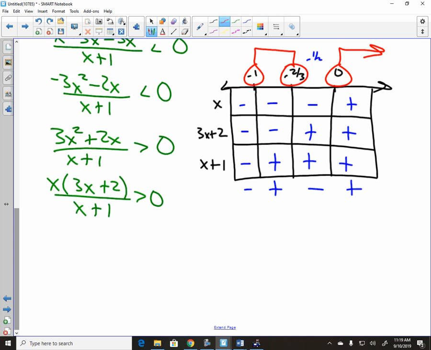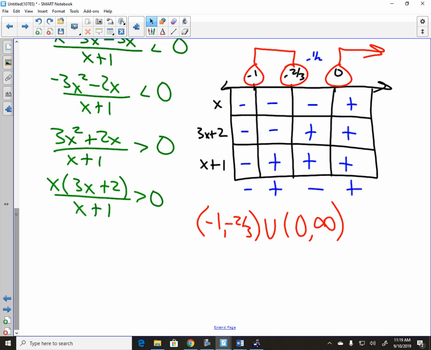There are no equal signs in this problem, so no worries about any brackets at all. -1 to -2/3, union with 0 to infinity. That's it, Shelby.